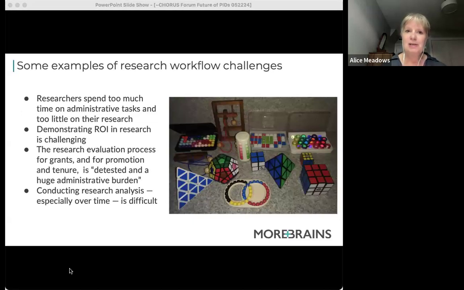So I wanted to give you a few examples of research workflow challenges and how PIDs can resolve them, and then some opportunities that PIDs can support. This is by no means an exhaustive list, but I think we can all agree that researchers spend too much time on admin and too little time actually doing their research. Some statistics show that, horrifyingly, it's as little as 17% of their time. Others are a bit more generous, but it's still typically less than half their time on research. Demonstrating the return on investment in research can be very challenging, particularly over time. And the research evaluation process for grants and promotion and tenure, and this is a direct quote from somebody we spoke to in a country not to be named, is detested and a huge administrative burden. So not good things, any of these. However, PIDs can help. Next slide, please.